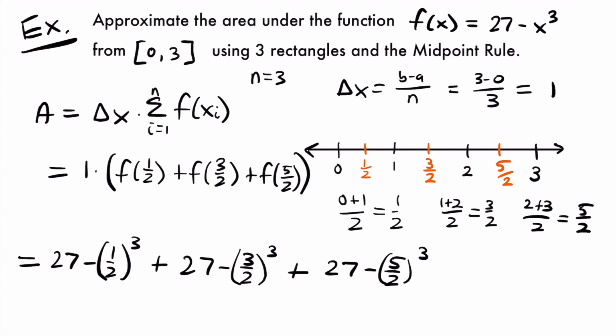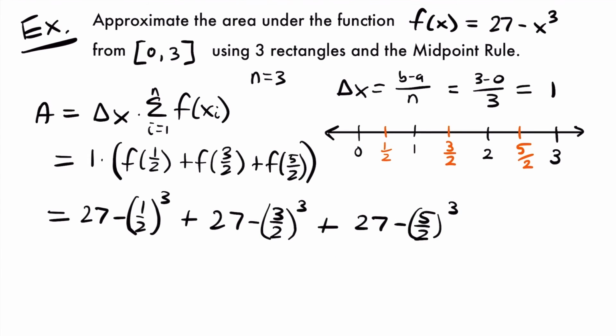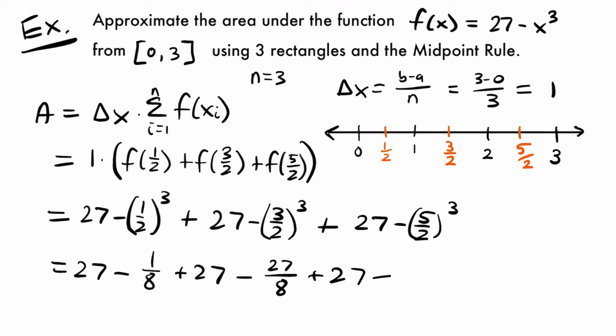And so if we clean up our work here, we can simplify this. And we'll have that this is equal to 27 minus 1/8, right? If we cube 1, we get 1. And then if we cube 2, we get 8. And then we'll add another 27, and then we will subtract 3 cubed divided by 2 cubed, and so 3 cubed is 27, and 2 cubed is 8, and then we will add another 27, and then subtract 5 cubed divided by 2 cubed, and so we will have 125, that's 5 cubed, divided by 8.